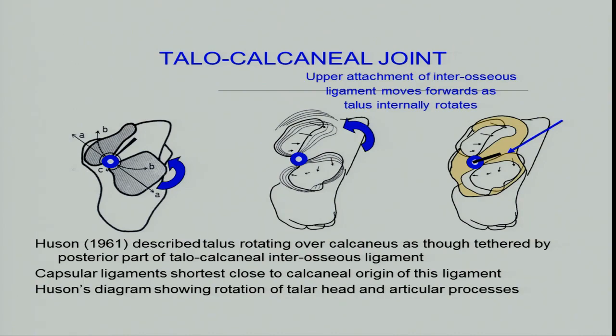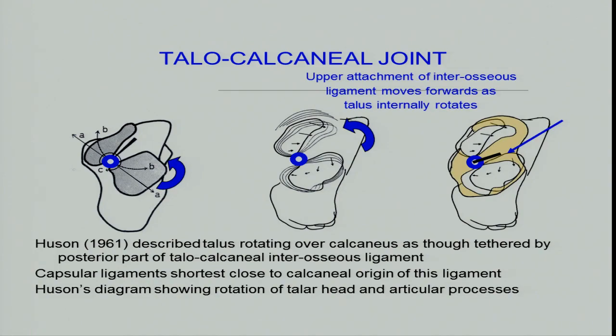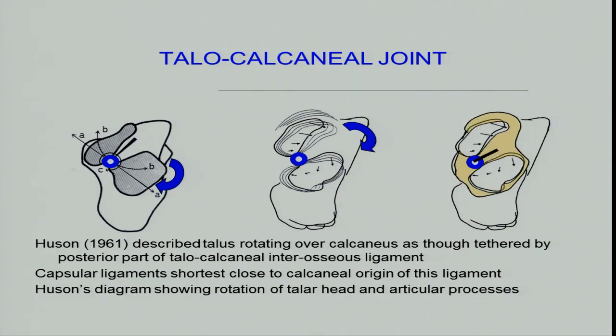So the talus externally rotates over the calcaneus because it's being pushed backwards, and the posterior joint moves medially over the calcaneus. Is that all right? Do you see that? It moves medially. And it's exactly what happens.